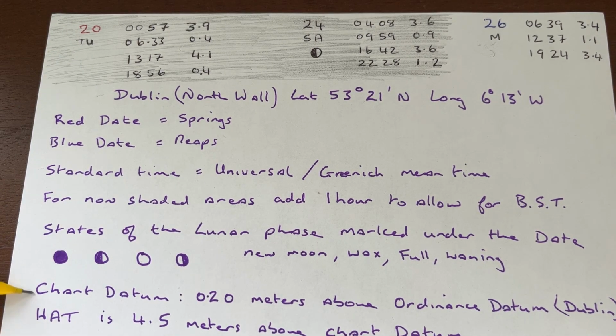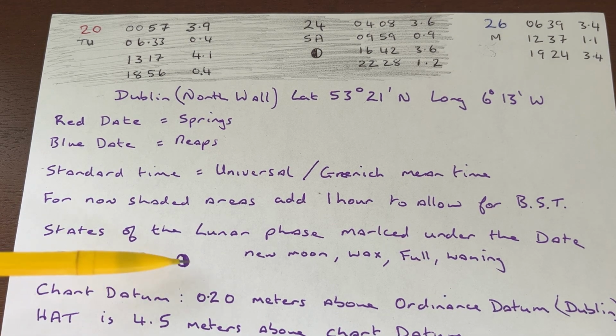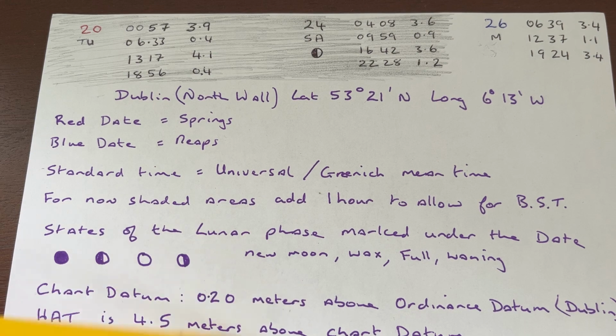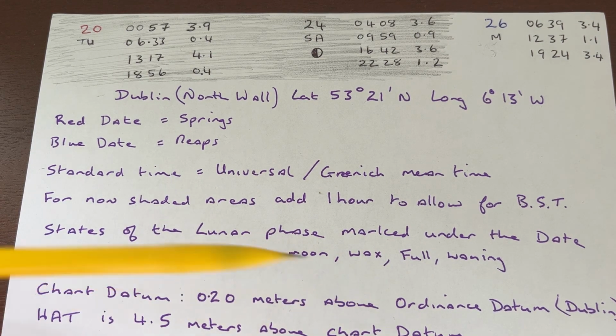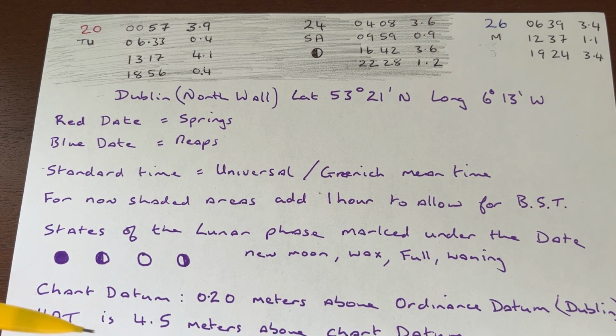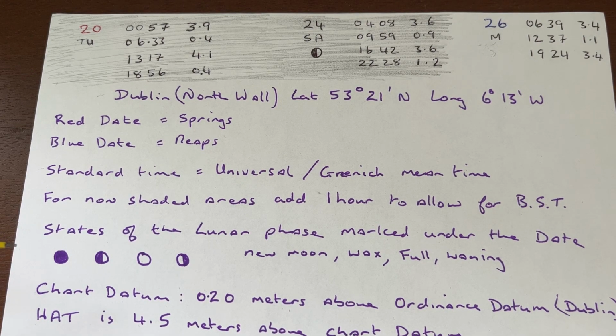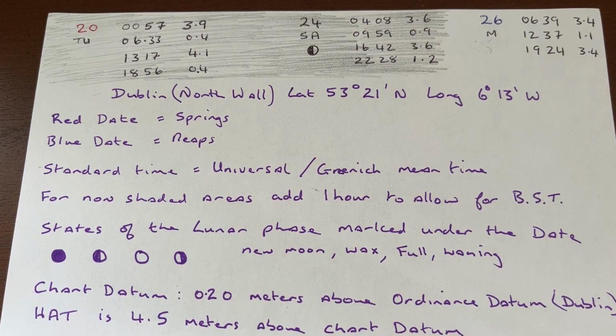At the bottom of your Almanac page, you will find information about the chart datum and what height it is in meters above the Ordnance Datum. The highest astronomical tide is also found at the bottom of your Almanac page. Ordnance Datum is the mean sea level as defined for Ordnance Survey.